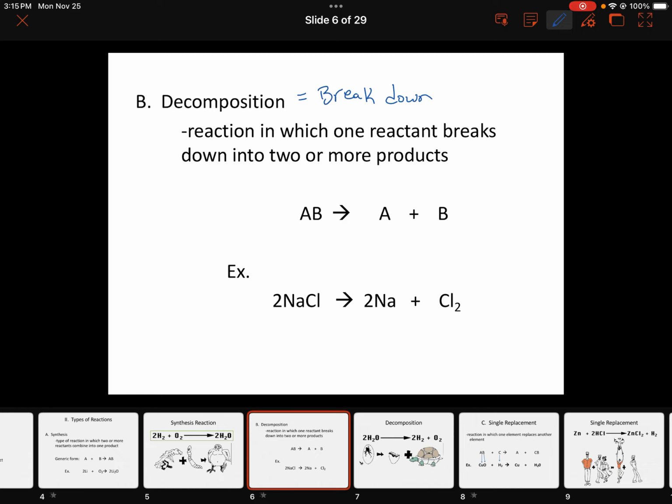Decomposition means to break down. So this is a reaction in which one or more reactants breaks down into two or more products. Here the generic A and B are together, they're bonded, and then we see the arrow. And now A is separate from B. We see that because the plus sign is in between, so we know that A and B are now separate. And so we look at the example, NaCl.